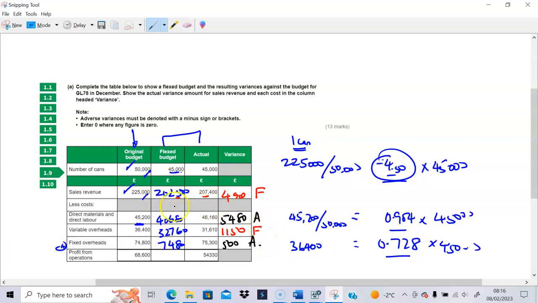And so I can work out what the profit from operations is simply by saying, well, take 202,500, that's this thing here, and take away all of this. So deduct all of these three things from 202,500: 40,680, minus 32,760, minus 74,800. And that's 54,260. Right, so that's the first part of the question.